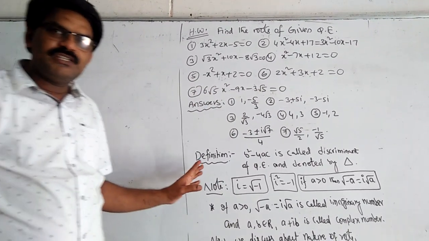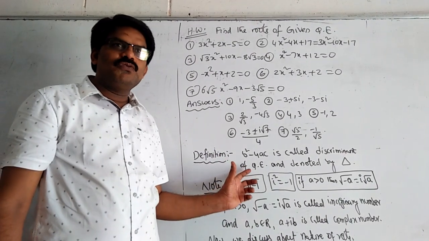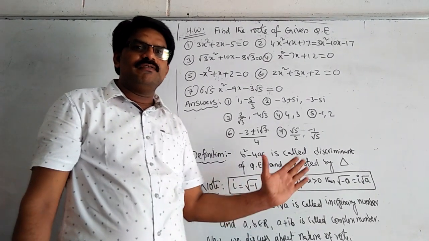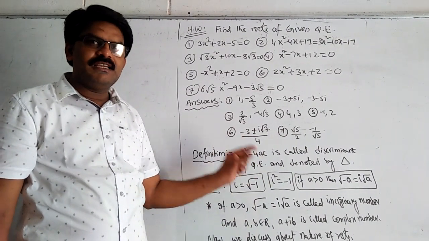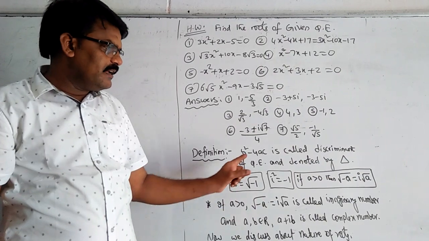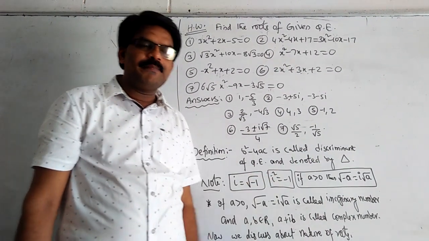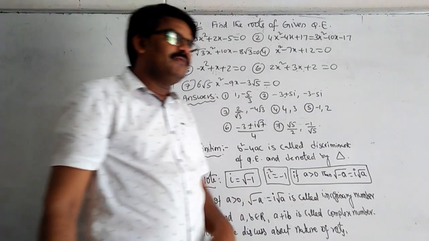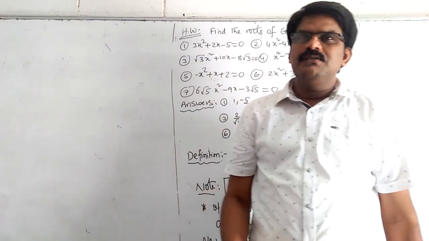Next, the definition of discriminant. In the quadratic equation, the roots are minus b plus or minus root of b square minus 4ac by 2a, where b square minus 4ac has a special significance and it is called the discriminant and it is denoted by delta. So, before that, we have to know about complex numbers.